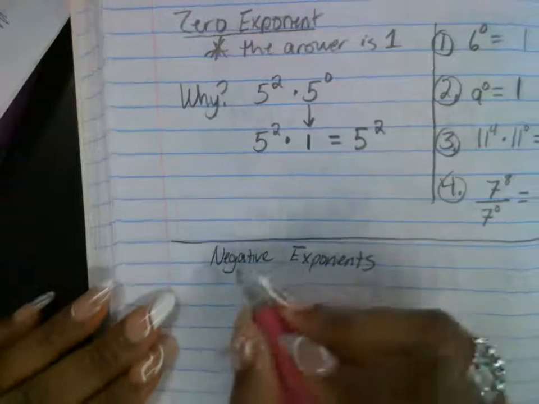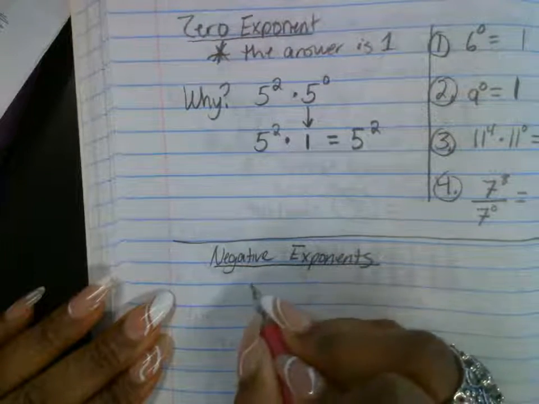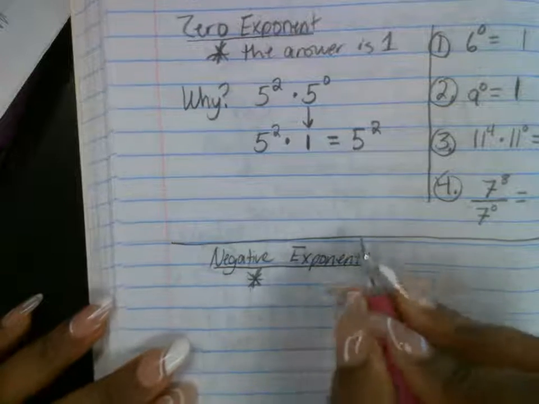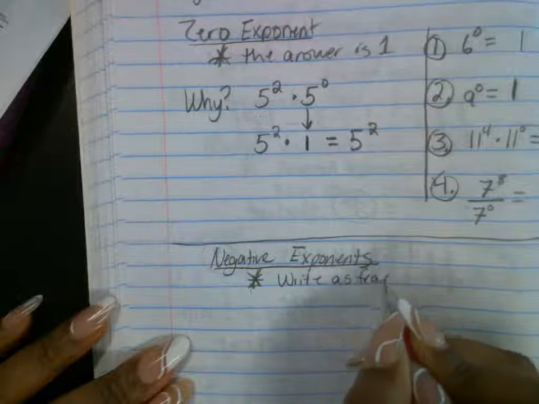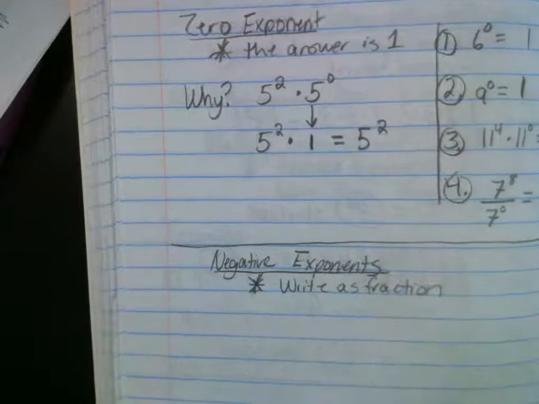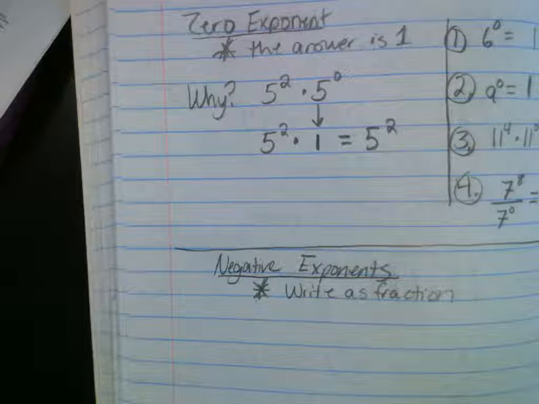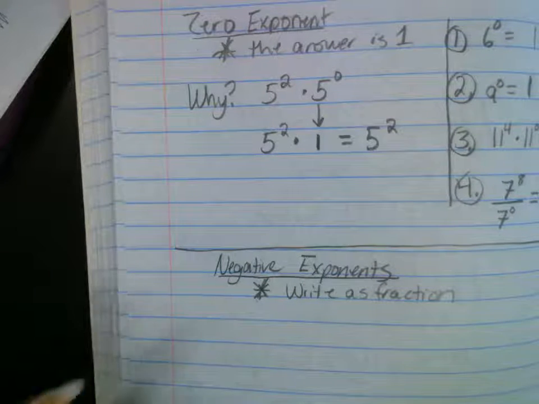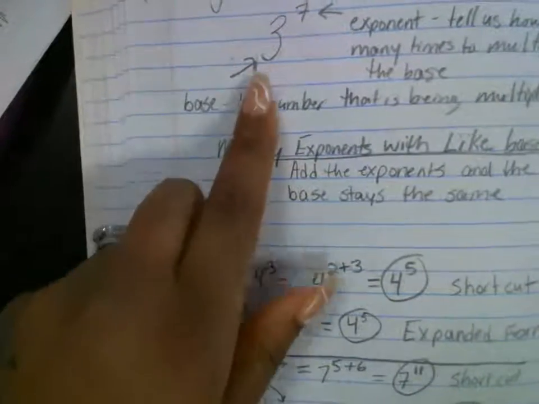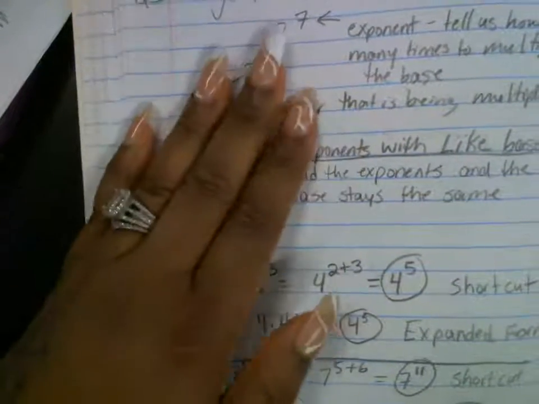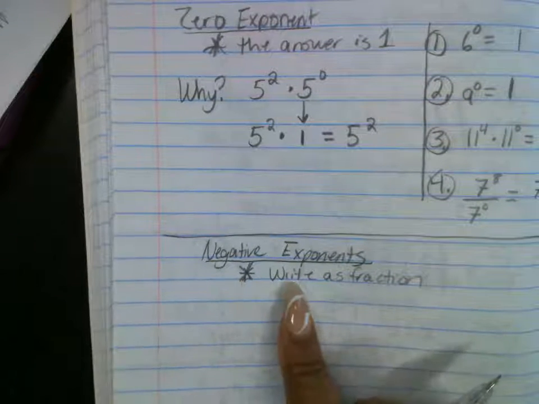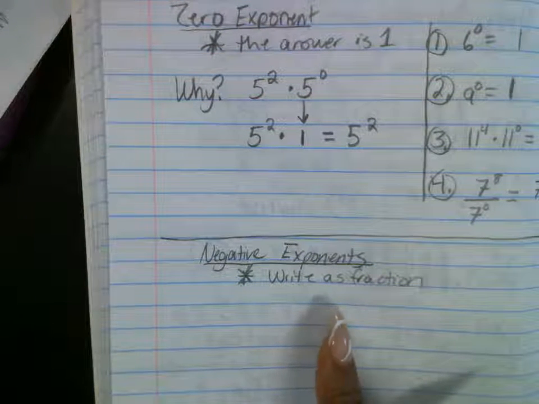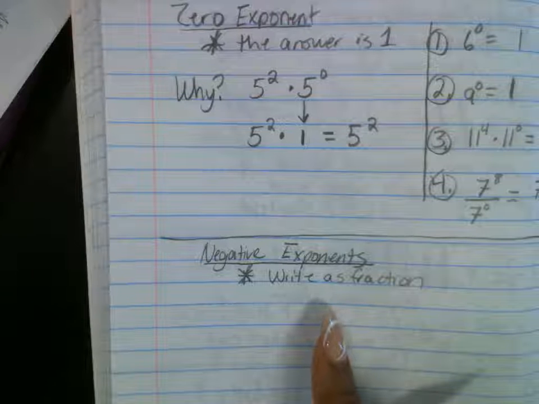Okay, so with negative exponents, we're going to put a little star. This is super important. Negative exponents you write as a fraction. And let me explain. With positive exponents, those are multiplication problems. Remember when we did 3 to the 7th power, this is actually a multiplication problem, okay? That's a positive exponent. So when it's a negative exponent, you turn it into a division problem. So in order to turn something into a division problem, you write it as a fraction.